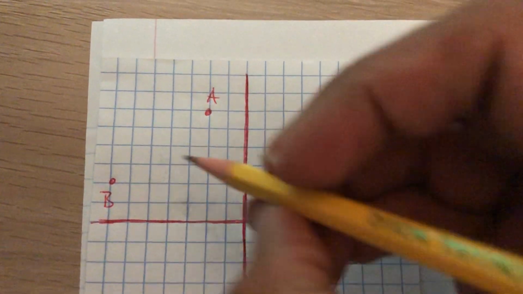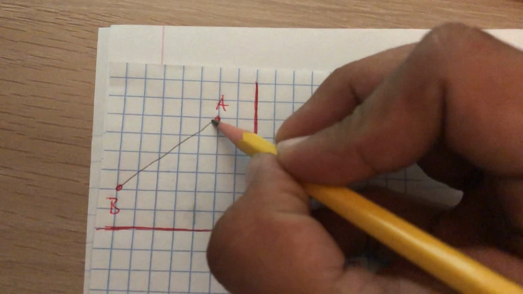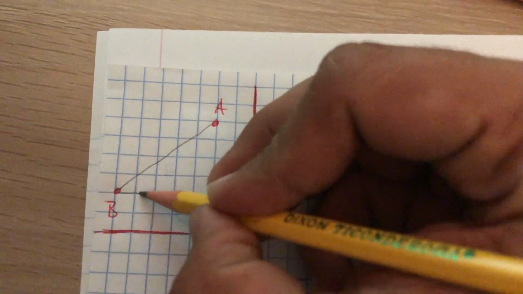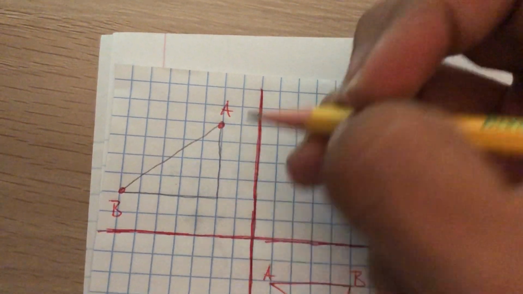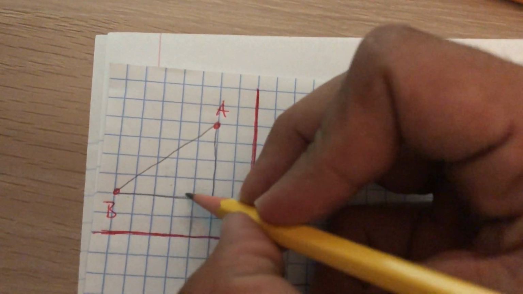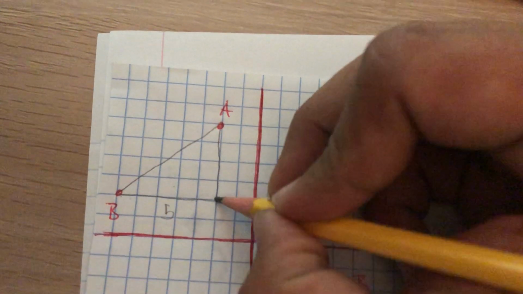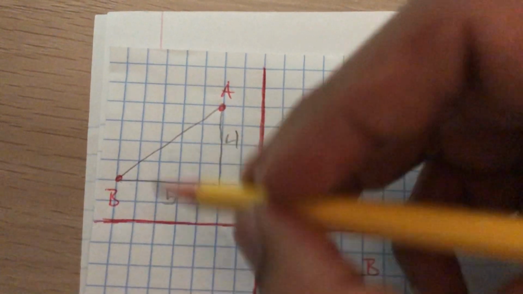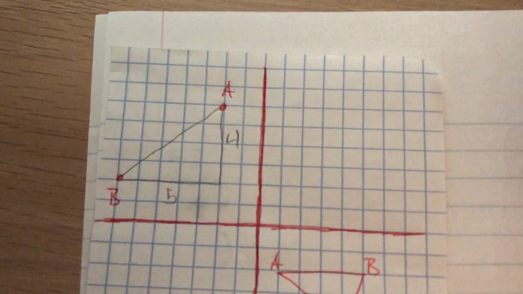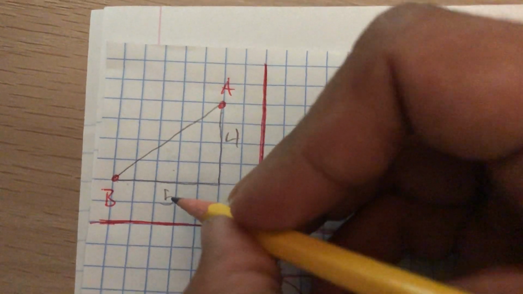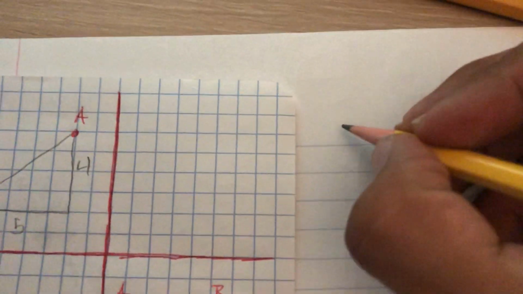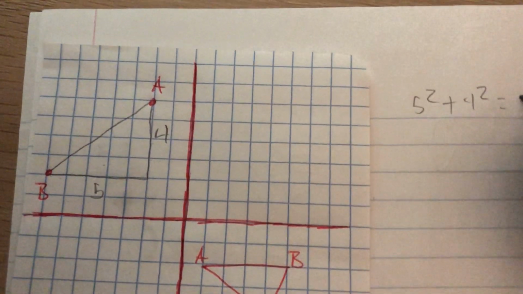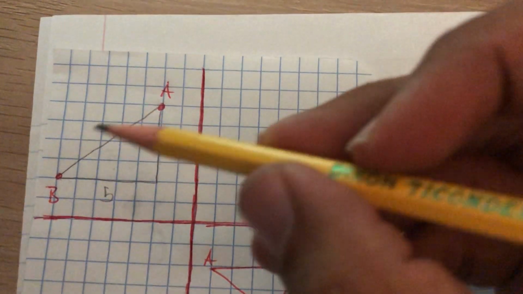The way that you do it, if I want to know the distance from B to A, I'm going to have to make a right triangle to figure out that length. So I have 1, 2, 3, 4, 5 on this side, and 1, 2, 3, 4. So it has to go 5 to the right and 4 up. If I look at this like a right triangle, I'm just finding the hypotenuse of a right triangle. So A squared, so it's going to be 5 squared plus 4 squared equals C squared, which is the hypotenuse in this situation right here.